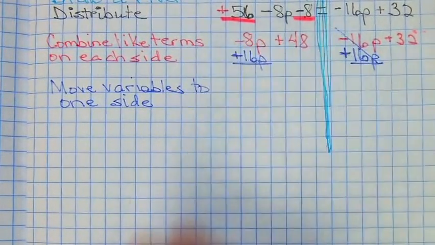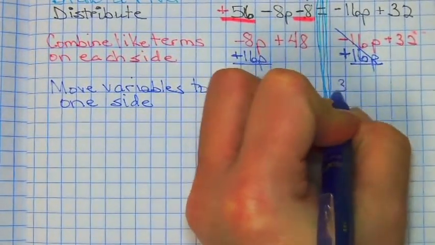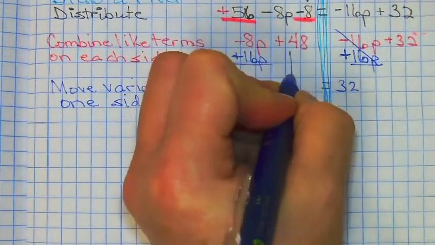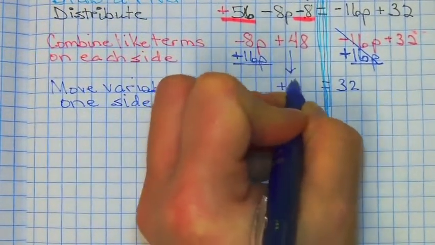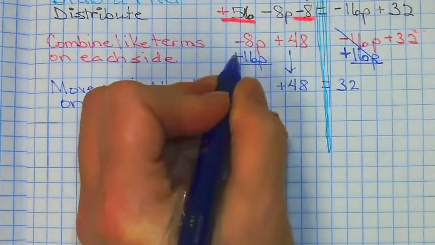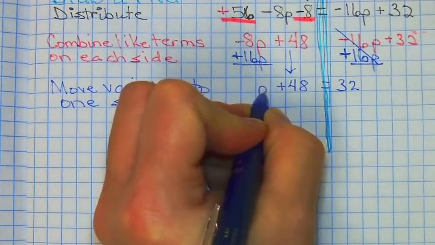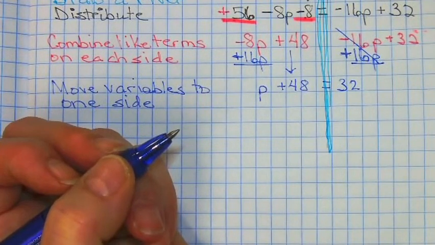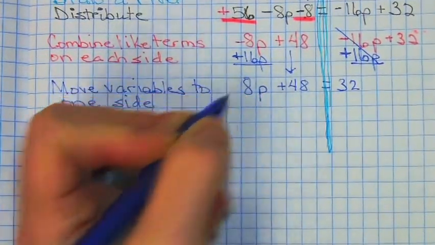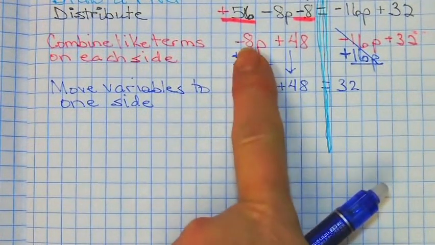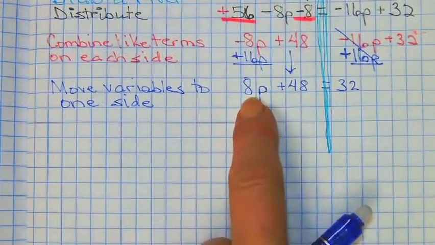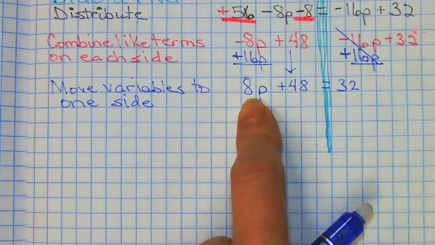So those two cross each other out. I only have 32 on this side again. The plus 48 is just going to come down. Negative 8 plus 16, what am I going to end up with? 8. We're not dividing. So not 16 divided by 8. 8 and 16, but opposite signs. So you subtract and keep the sign of the larger number.